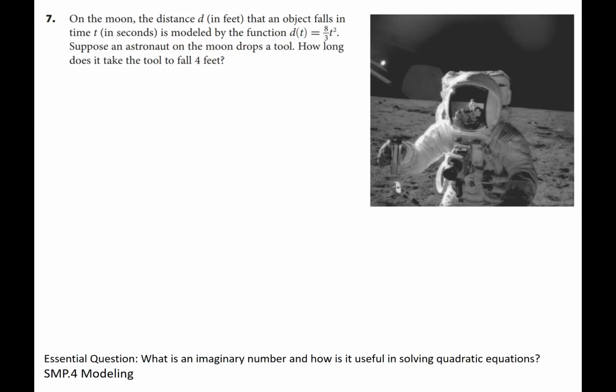On the moon, the distance d in feet that an object falls in time t in seconds is modeled by this function right here. So they gave us the function. Suppose an astronaut on the moon drops a tool. How long does it take the tool to fall 4 feet? So this is the distance we're falling. So we're basically setting those 2 things equal to each other. So 8/3 t squared equals 4. And if you wrote it backwards, it wouldn't be a big deal. If you like it that way better, it's the same thing.